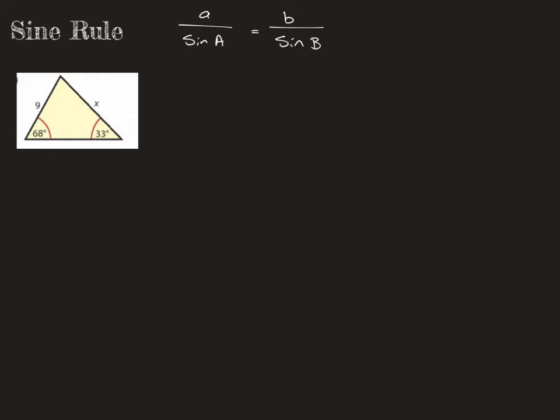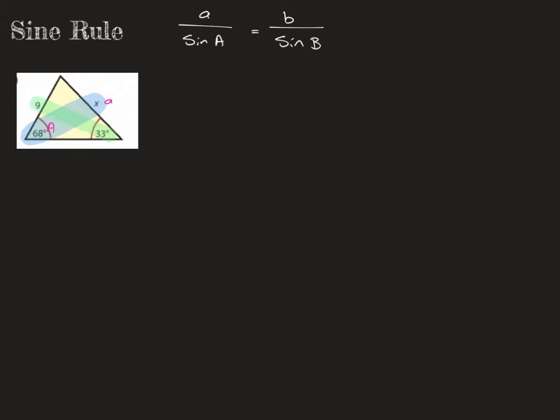The only thing that you need to remember when you're working with the sine rule is that when you're dealing with a and sine A, they have to be opposite each other. So we can call these capital A and lowercase a. So this one here could be capital A and lowercase a.